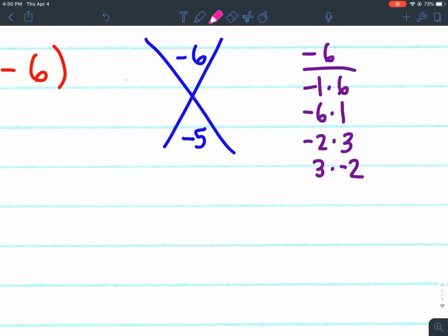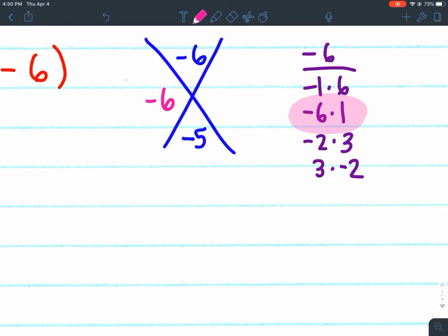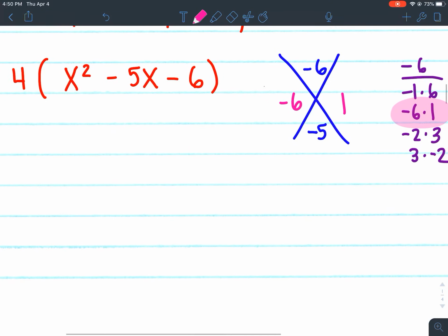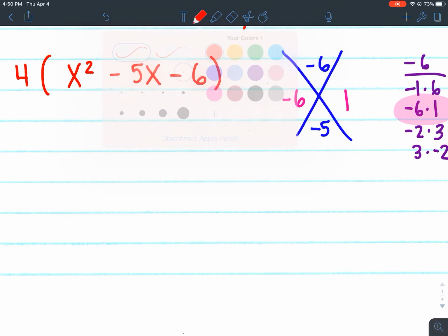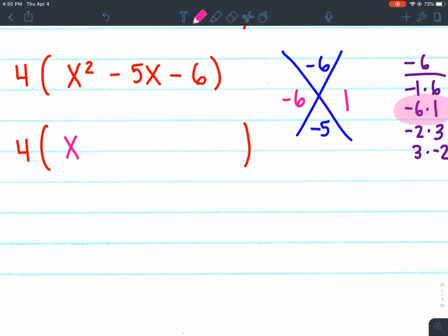Now, I need to look. So the numbers that are going to add up to make negative 5 are going to be negative 6 and positive 1. Okay? So negative 6 and positive 1 multiply to get negative 6 and add to get negative 5. So I'm going to leave the 4 out there. You're just going to leave it alone for now. It's still out there. Okay? Remember, your x squared stays the same and your negative 6 stays the same, but now we have negative 6x plus 1x. Again, we're splitting that up into 2.